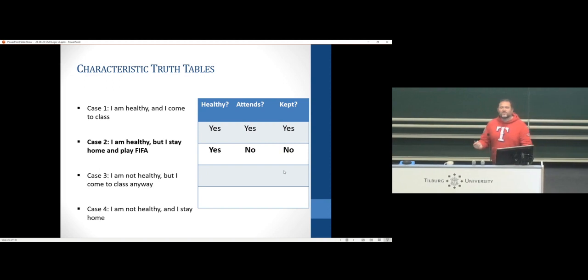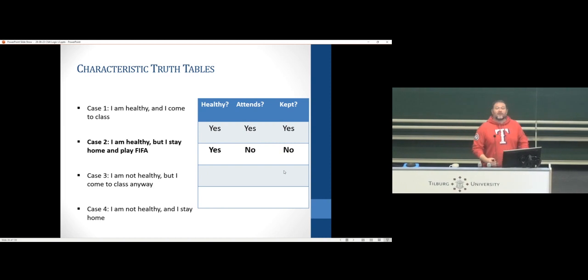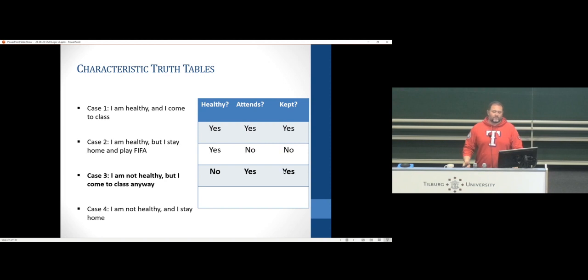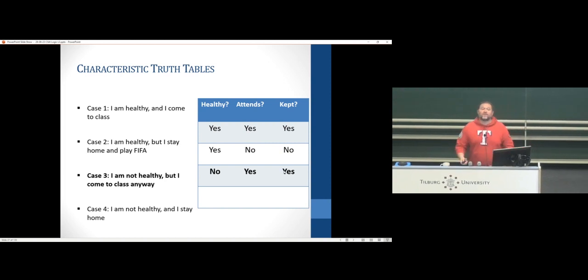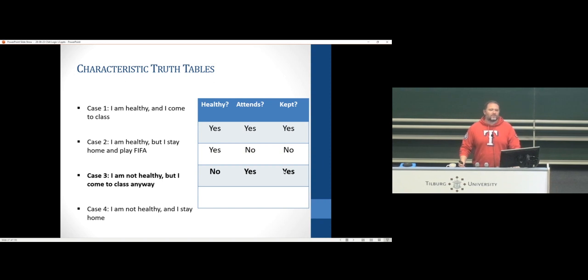The interesting one comes in 3 and 4. If we think about case 3, you're sick, but you show up to class anyway. You don't break your promise. So there's a sense in which the promise is still upheld. And the same thing with the last one. If you're sick and you stay home, then again, it doesn't seem like you break your promise. Because the promise was, if you're healthy, then you'll be at class. You're not healthy, so it's okay, it's permissible to not attend.